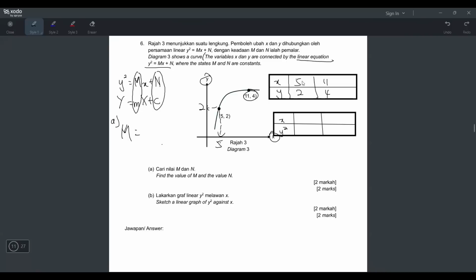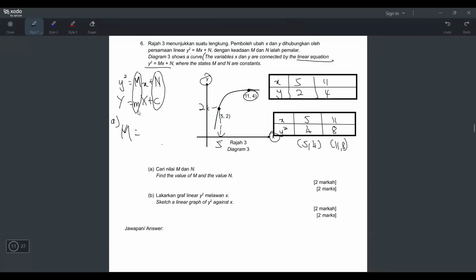So what would be the new table? The x is still the same, 5, 11. But the y-axis would be y squared. So it becomes 2 squared, which is 4. 4 squared is 8. That means 5, 4 and 11, 8 are the points that the straight line will pass through. This one is the curve, so we don't look at this when we find the gradient. We will look at this, the points that the straight line will join after you convert to linear form.